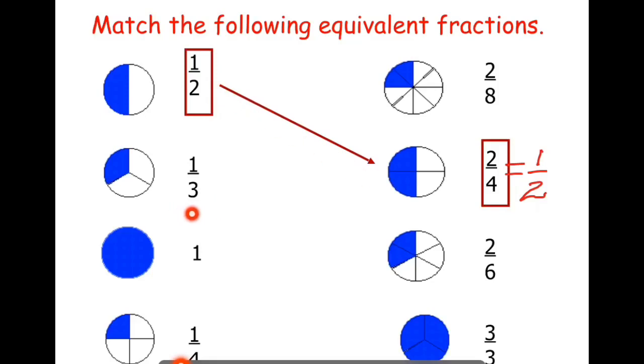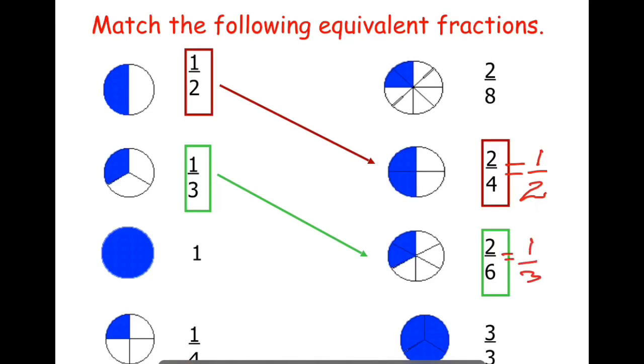Dear students, what would be the answer for it? 1 by 3. What would be the matching for it? I hope you have done it. Let's see the answer. Yes, 1 by 3 is equivalent to 2 by 6. Here the number of portions which are shaded is this one, here also it is this one. So here we see that 1 by 3 is equivalent to 2 by 6. Why? Because 2 by 6 in its lowest form is 1 by 3 only.